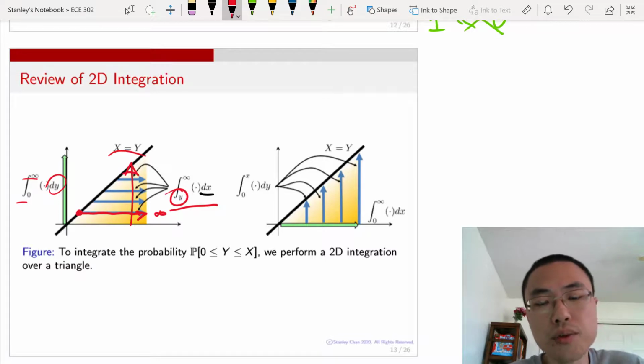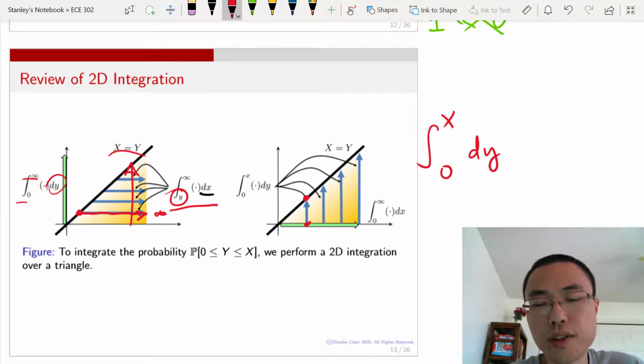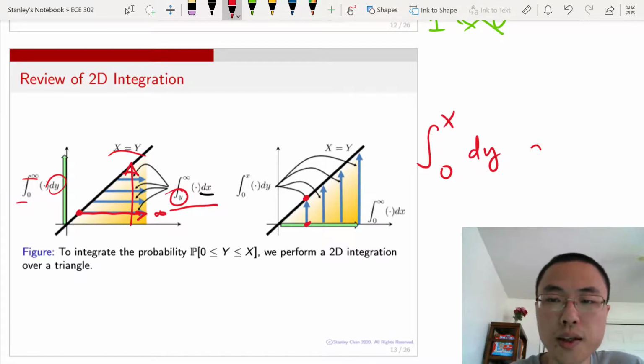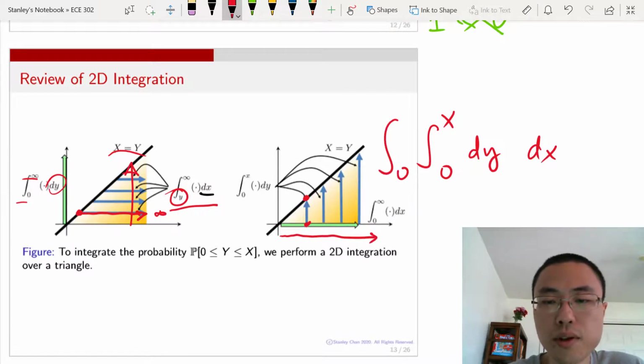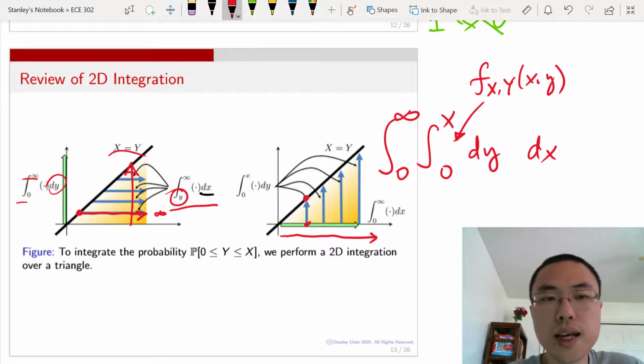If you don't want to integrate x first, you can integrate y first. That's also pretty easy. You go from 0 all the way to this point. Now you're integrating dy. Y will go up to this point, which will be x, because this equation is y equals x. And then you do dx. Dx will go from 0 all the way to infinity. After you've done this, you just plug in your x and y, and you can complete the rest by yourself.